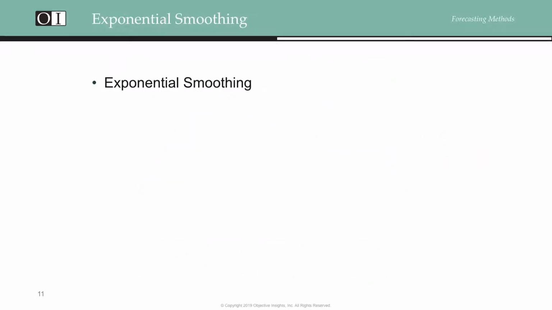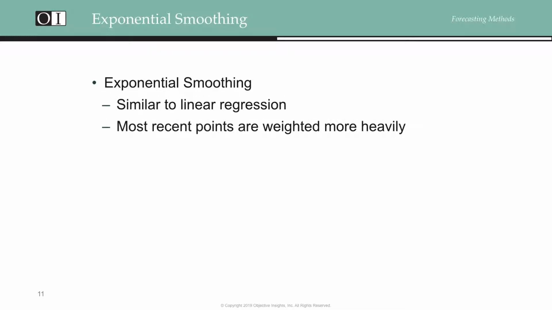The next technique we want to talk about is exponential smoothing. Exponential smoothing is really interesting because it's similar to linear regression, but you can think of it as the most recent data points are weighted more heavily. The other thing to know about exponential smoothing is generally it's the best overall technique, and it's the technique that we focus in on in the short-term forecaster model.